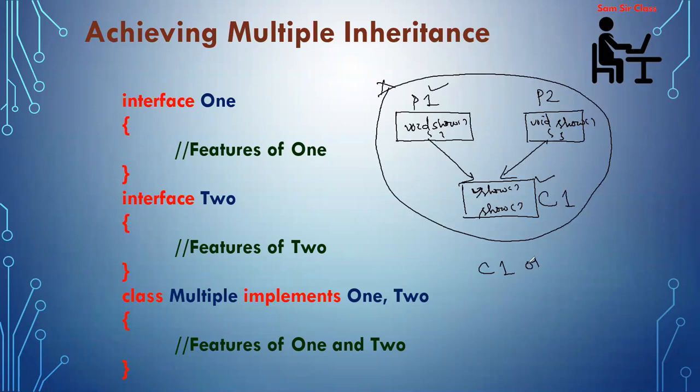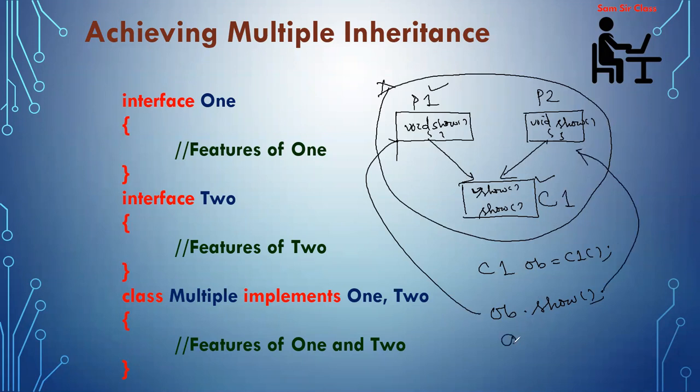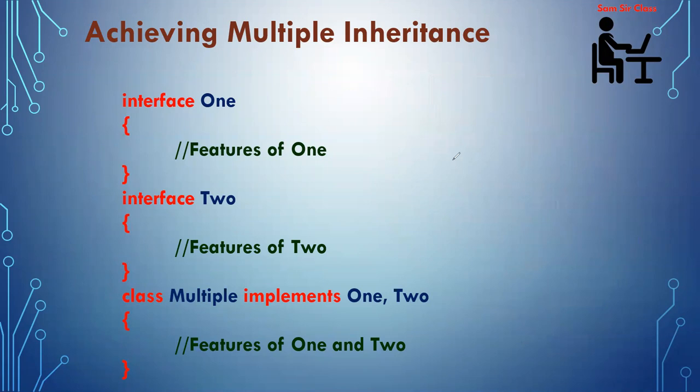Second, suppose I create the object of the child class and call the show method. Now will it call the show method of the parent 1 class, or the show method of the parent 2 class? Here the ambiguity will be generated. Clear? So to avoid this ambiguity and confusion, the Java people removed the concept of multiple inheritance from Java. But multiple inheritance was an important concept in object oriented programming, where I need to access multiple properties from different sources.